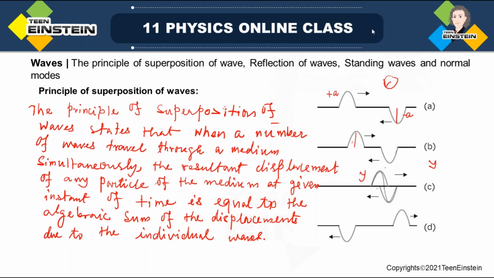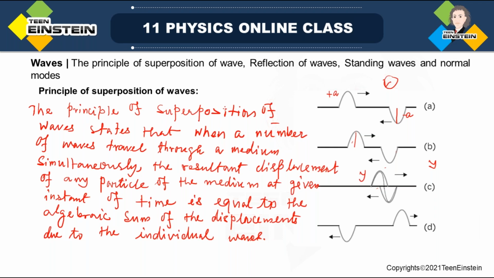So we have been discussing the principle of superposition. What is the statement? The principle of superposition of waves states that when a number of waves travel through a medium simultaneously, the resultant displacement of any particle of the medium at a given instant of time is equal to the algebraic sum of the displacements due to individual waves.